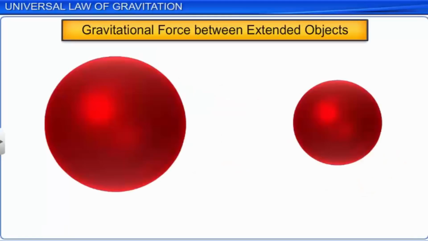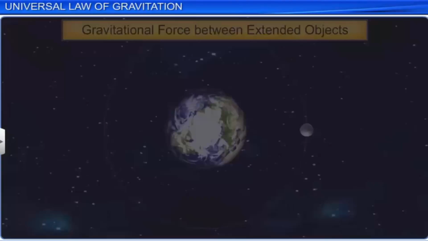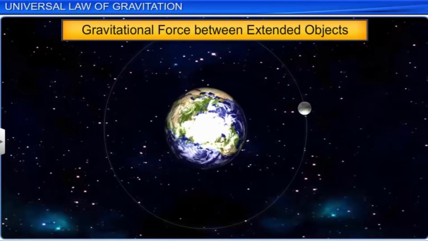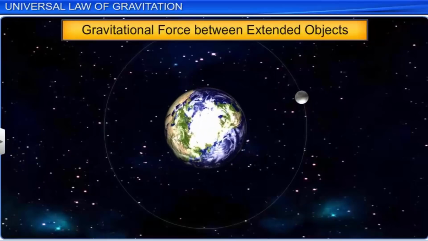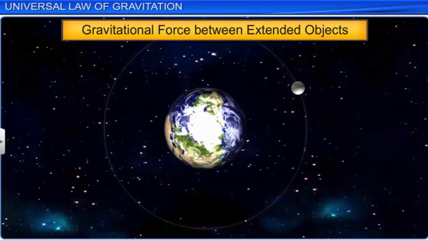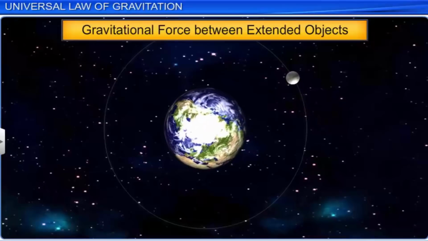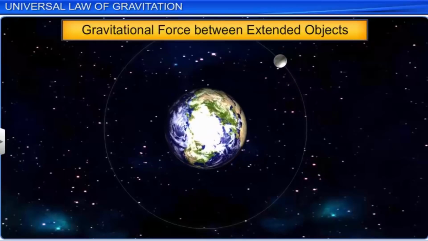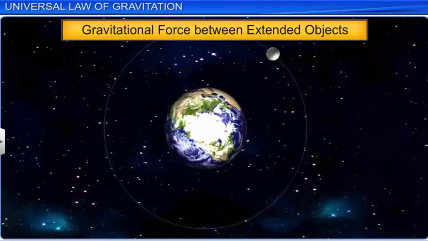Now let's try to find the gravitational forces between extended objects, which are huge in size like the Earth and the Moon. For this, we need to find the vector sum of the gravitational forces of all the particles that constitute the body. This can be obtained by using calculus.